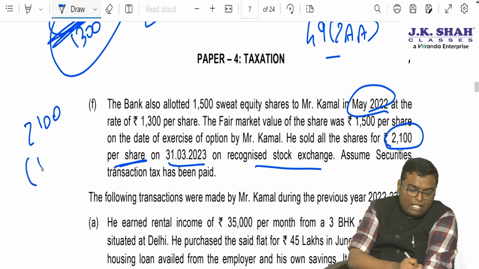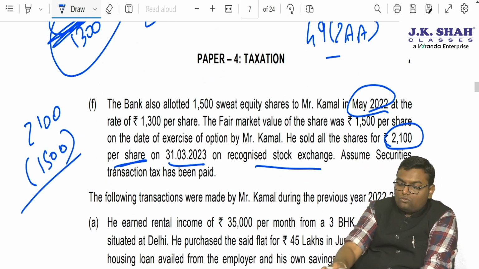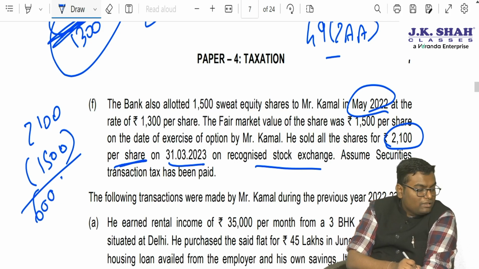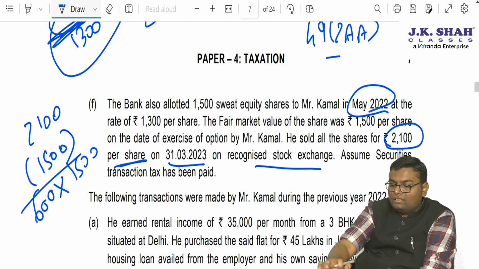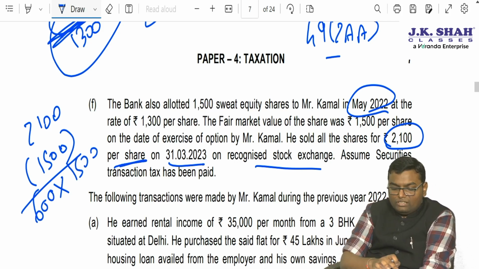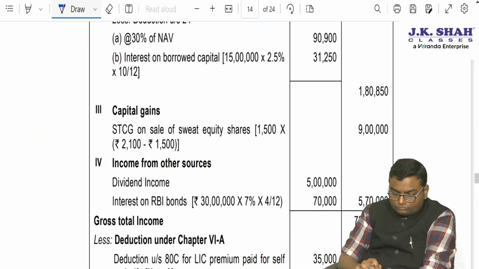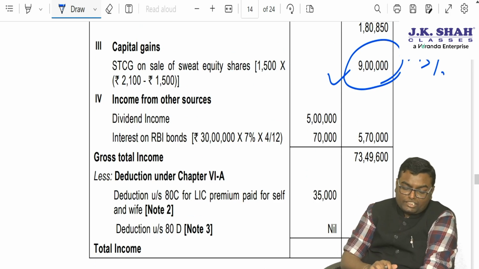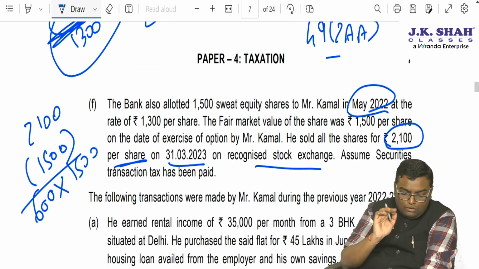So 2100 minus cost 1500. So the gain over here is 600. And how many shares have I sold? 1500. So short-term capital gain will be rupees 9 lakh. And please remember, this will be taxable at the rate of 15%, section 111A. Okay.